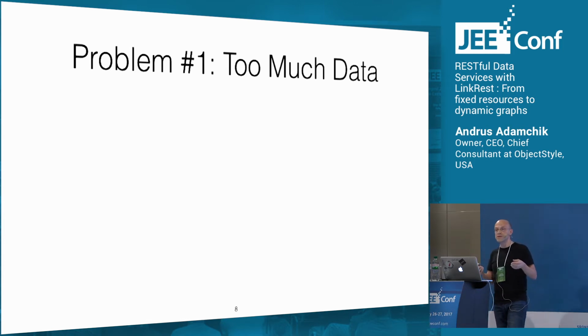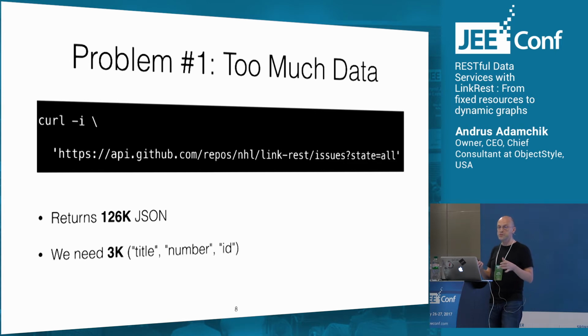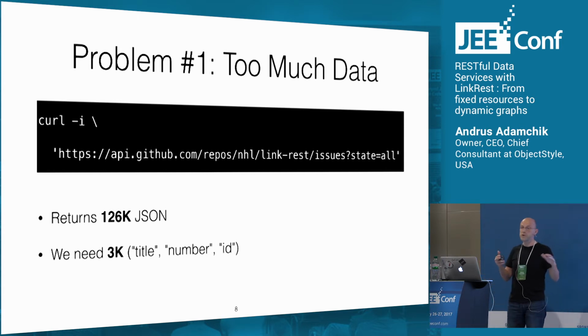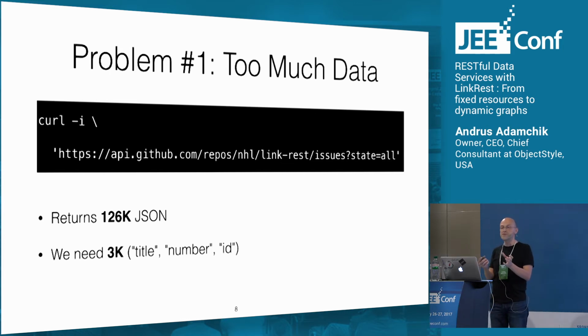The first one is you get too much data from such an API. So I took some measurements just trying to get the issues of the LinkRest project a couple of days ago, and I'm getting something like 126K of JSON. It's not too big, until you consider that if something that you're building on the client only needs three fields, like title, number, and ID, you really only need 3K. So 123K were generated by the server, transferred across the wire, and parsed in the browser or whatever, and then thrown away. So it's a total waste, and it adds up, and it makes your interface slower. As a service owner, you pay more for bandwidth and server CPU cycles.